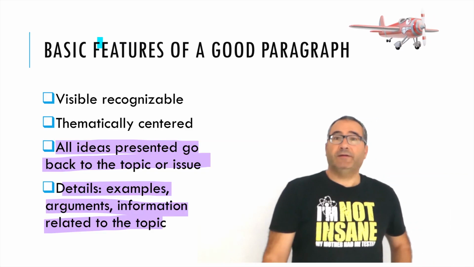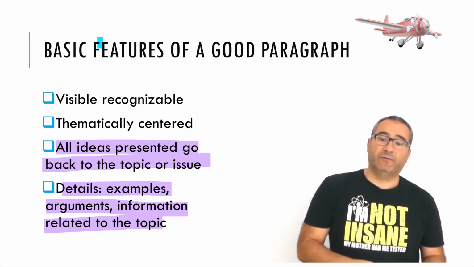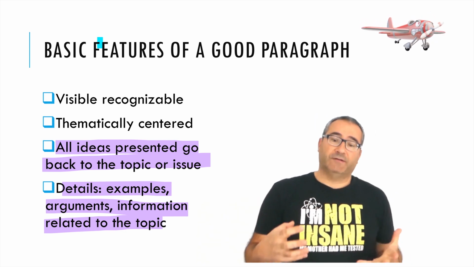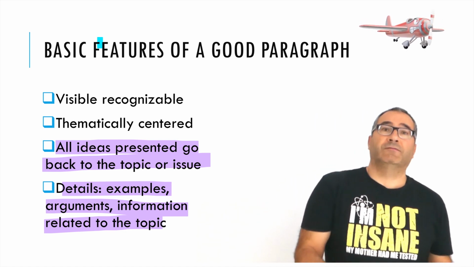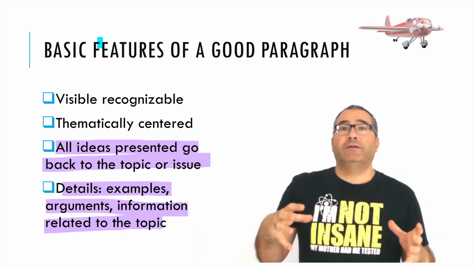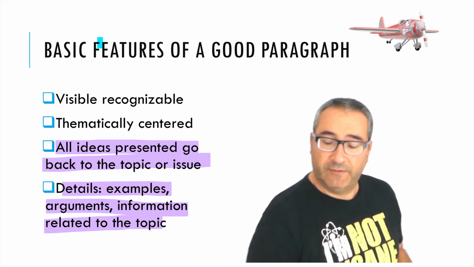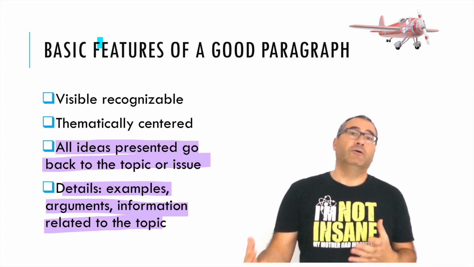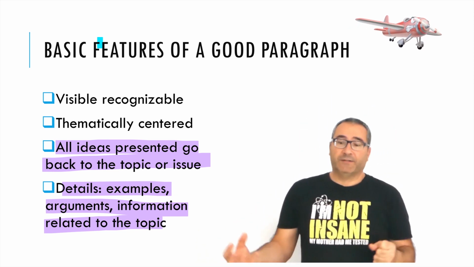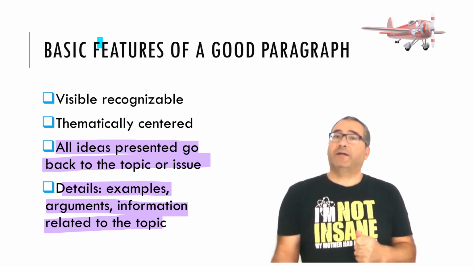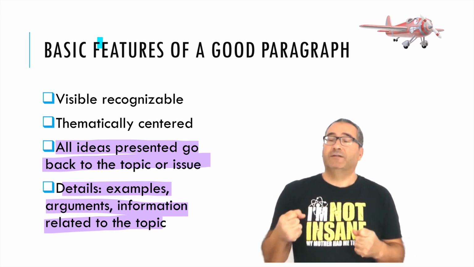Okay, the basic characteristics or features of a good paragraph, as we have seen, are basically first that it is visible, recognizable, and then it needs to be thematically centered. But there are a few more things that you could do. The first one is that the ideas that you provide are always getting back to the main topic. In this case, it is the introduction.